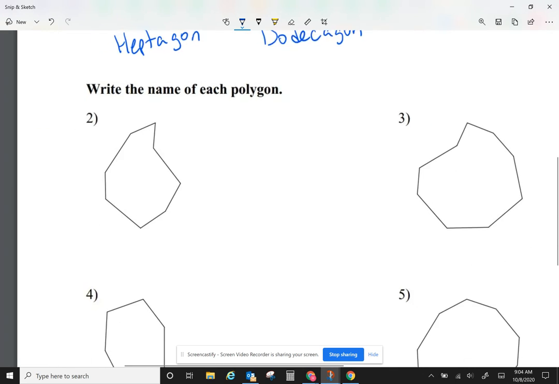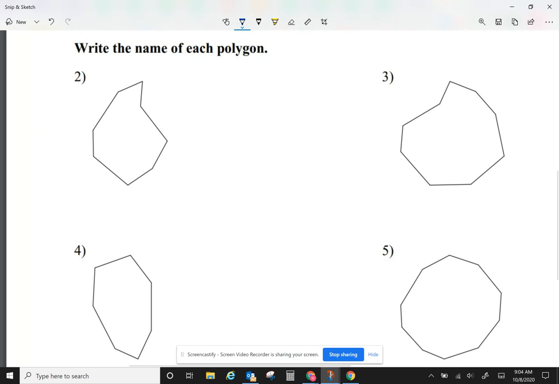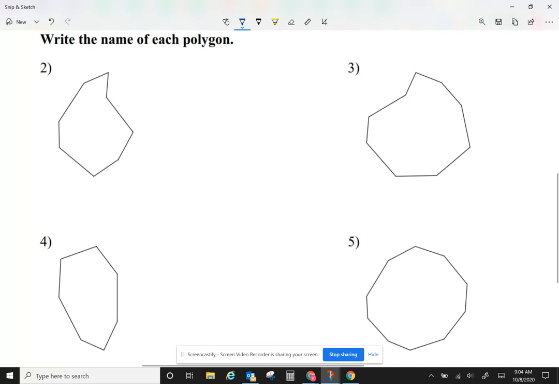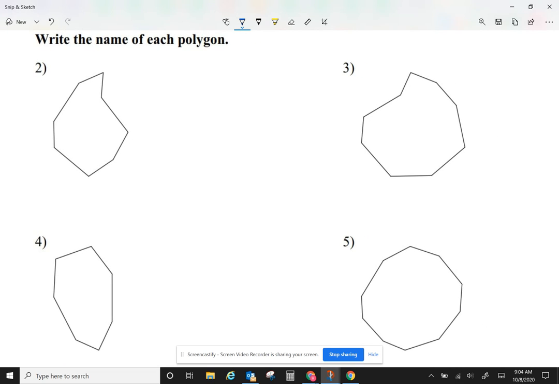Now in the homework, you guys are going to see it like this. It says write the name of each polygon. I just gave you guys a list of names. So what we're going to do is count the sides. In your homework, you can literally use your finger to count the sides. You can touch the sides and count them. I'm not going to do that because if I touch the screen with my finger, you cannot see anything. So I'm going to mark the sides as I'm counting them.